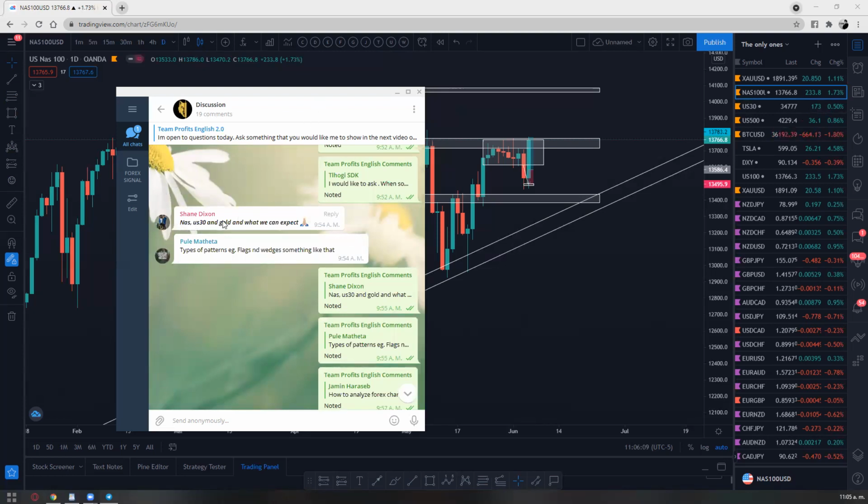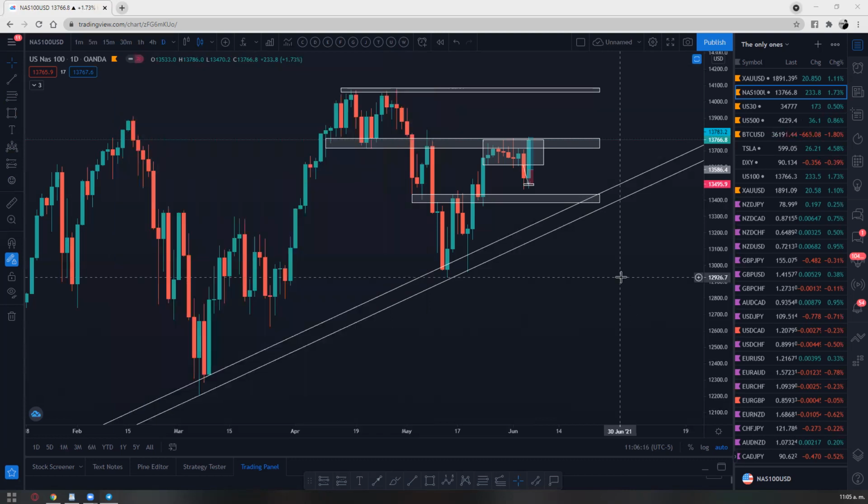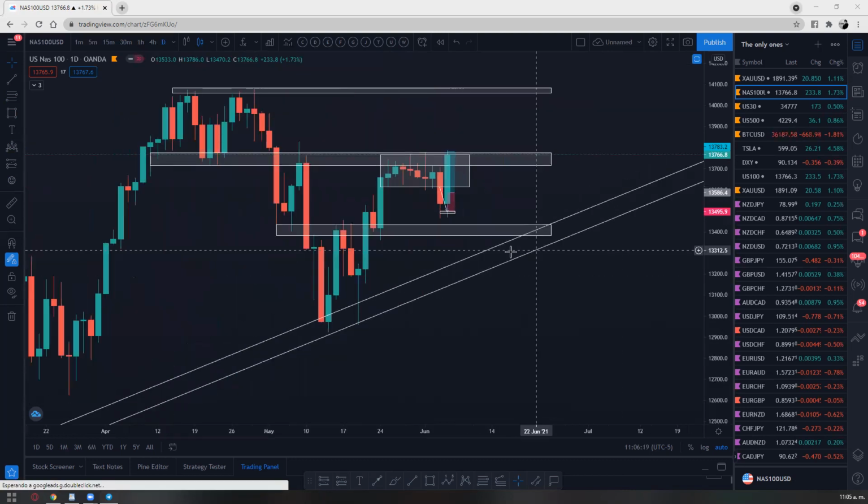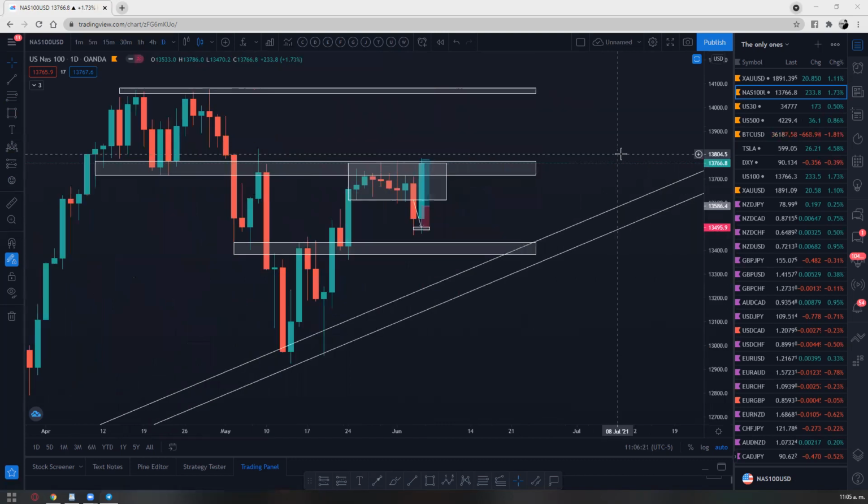Okay, so this one, Nasdaq, US 30 and gold, what can we expect? Well, I already showed you here. If you're looking on a daily time frame, on a long time frame, this is a good entry from the push. This is the pullback. It completed the pullback. Now it's pushing up. So if you want to wait for Monday to see a confirmation of the breakout of this very strong resistance right here, you can then look for buys and aim for these highs right here. This is what I'm expecting.